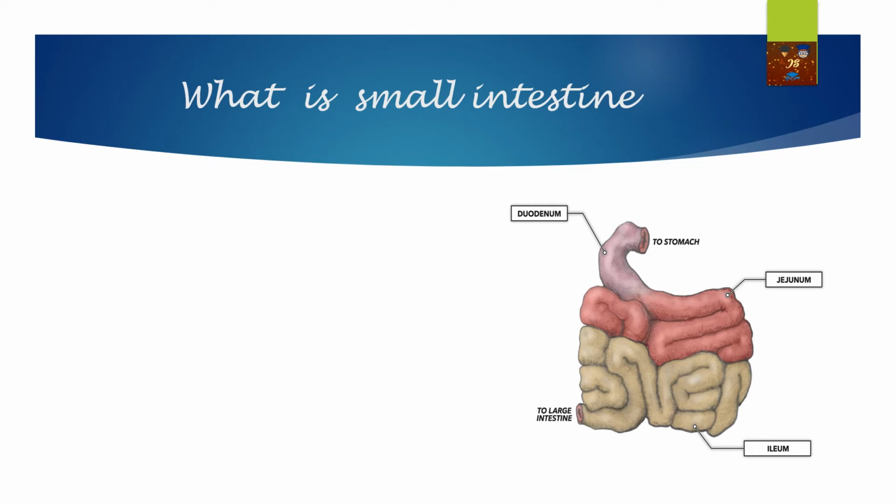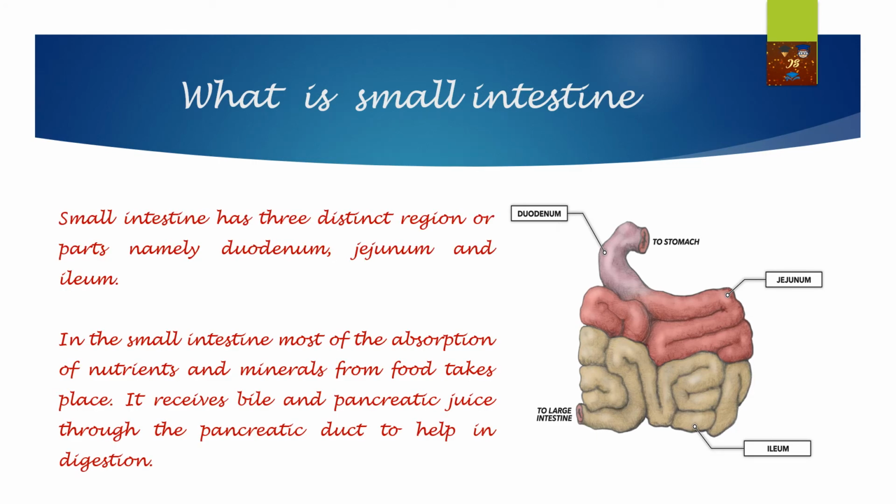Now we will see the different parts of the small intestine. This is the duodenum part, as you can see, which is just after the stomach, this purple part. Then comes the jejunum, which is the middle part of the small intestine, just after the duodenum. Then the jejunum continues up to the ileum, which is considered the last part of the small intestine, and this ileum part is attached to the large intestine. So the small intestine has three distinct regions: the duodenum, jejunum and ileum.